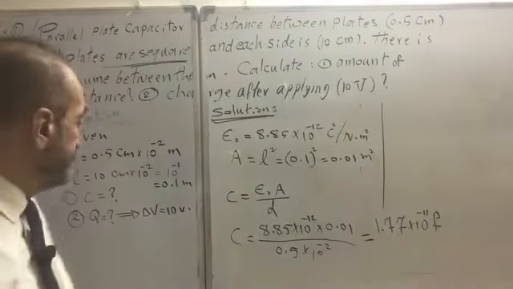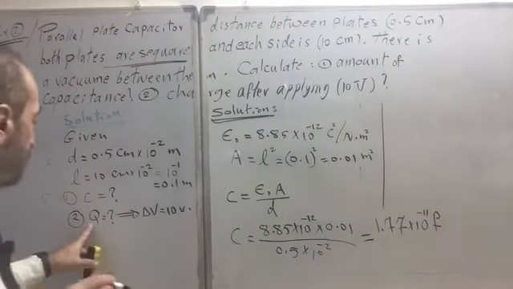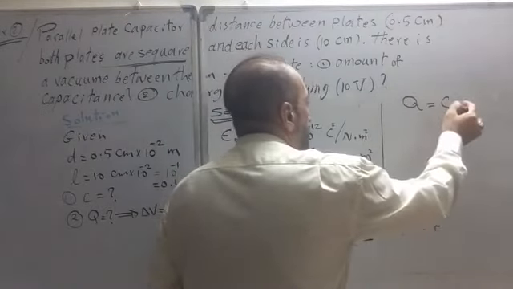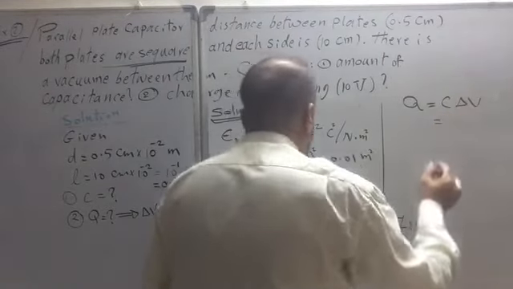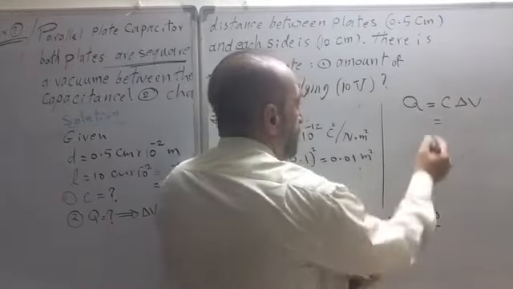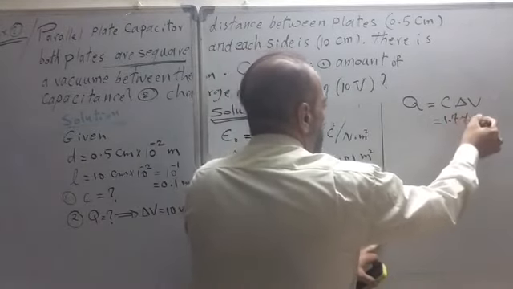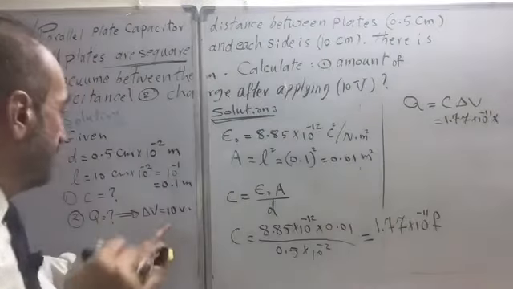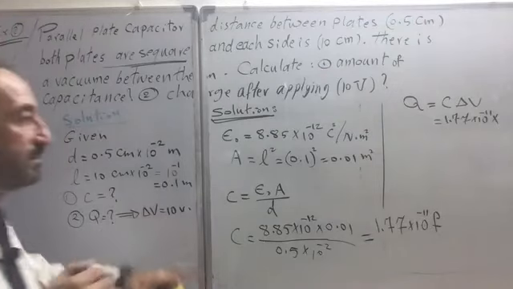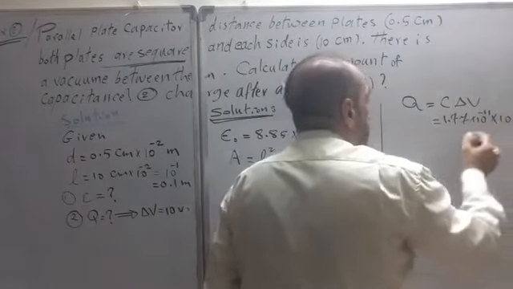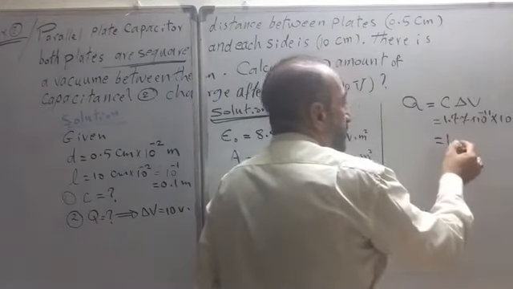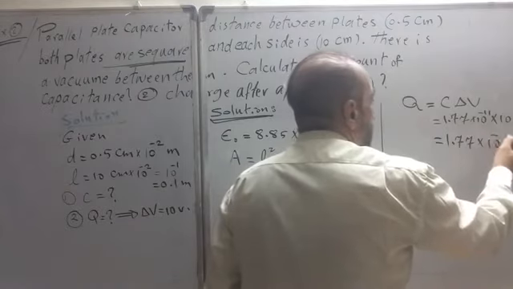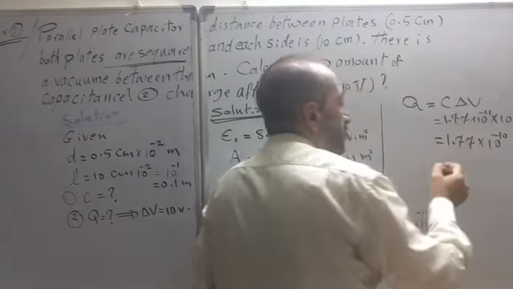And to find the second order, Q, the charge, equal C times delta V. C is equal to 1.77 times 10 to the power minus 11, times V. V is equal to 10 volt. The result is 1.77 times 10 to the power minus 10, and the unit is coulomb.